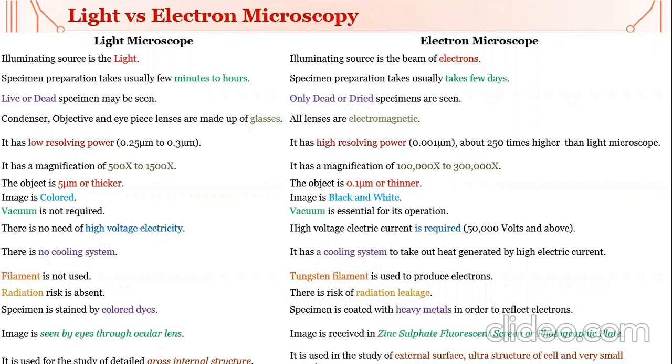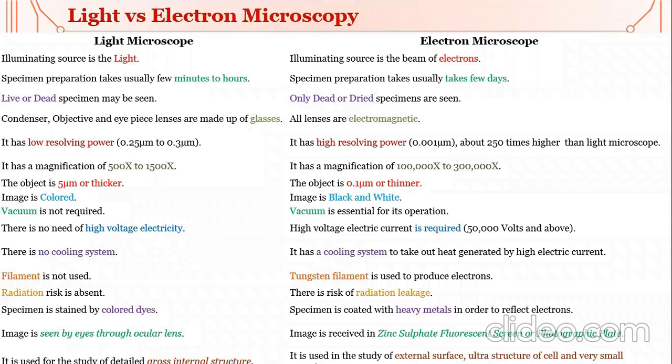Okay, in a light microscope, the image is seen through the ocular lenses. There are two lenses above the microscope which help us to focus on one point. In the electron microscope, the image is seen on the zinc sulfide fluorescent screen or the photographic plate.